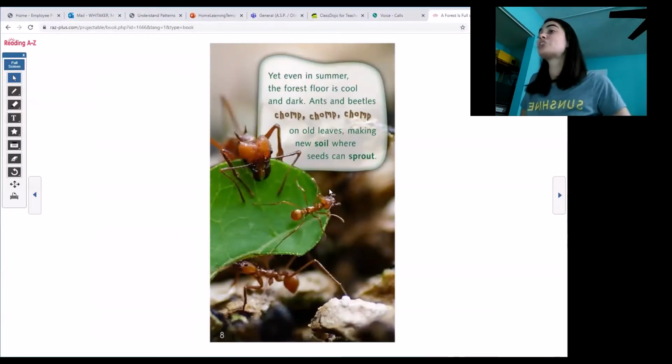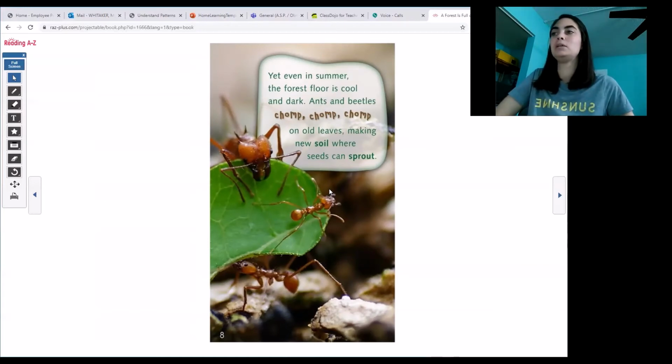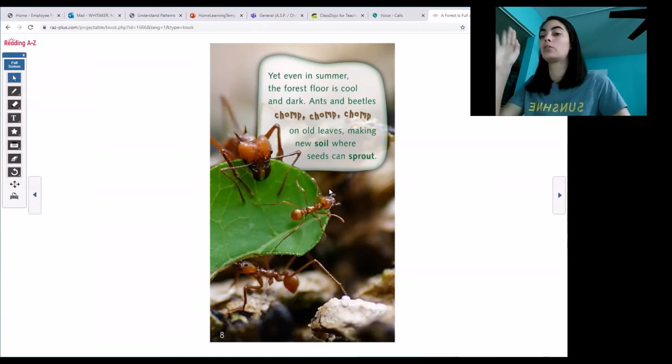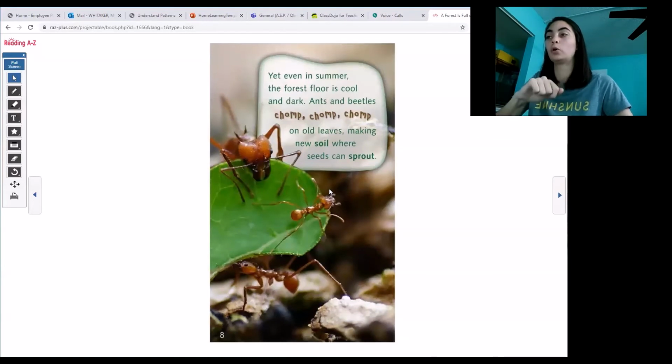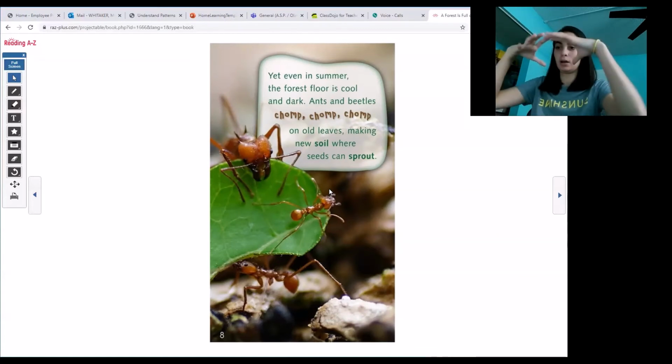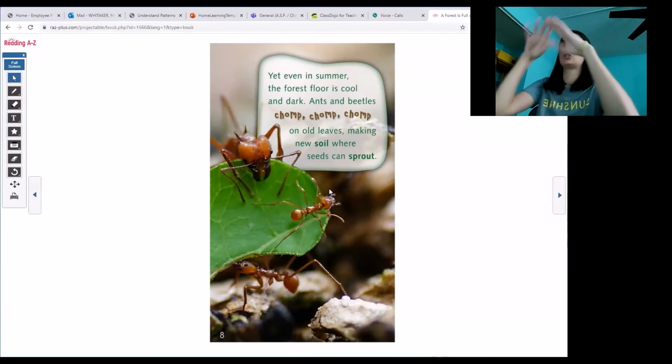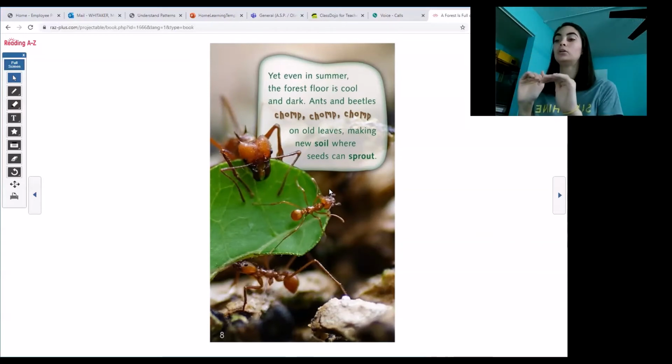Yet, even in summer, the forest floor is cool and dark. Ants and beetles chomp, chomp, chomp on old leaves, making new soil where seeds can sprout. So remember when we saw the diagram of the top, the middle, and the bottom of the forest floor? The forest floor, even in the summer, is going to be cool and dark because it has that canopy above it. And it also has trees in the middle. It's on the very, very bottom, so it's going to get dark.